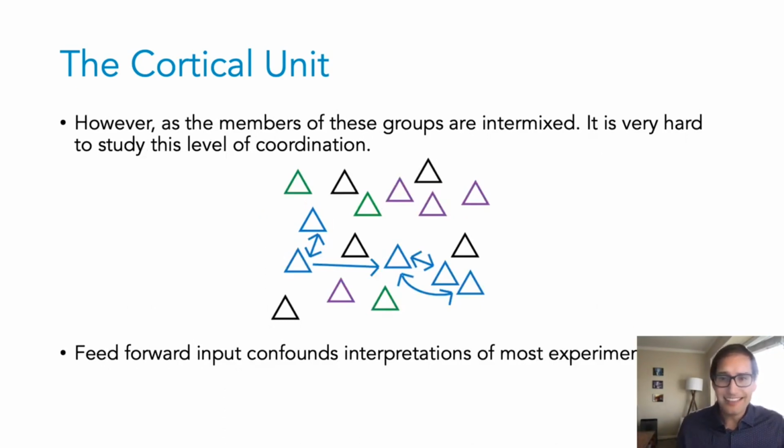However, as cells that make up these groups are physically intermingled, it's very hard to study experimentally, and there are natural confounds in most experiments due to the feed-forward inputs from other layers and other brain areas, and we simply don't have enough information to know how or even if groups of cells coordinate to form these functional units.